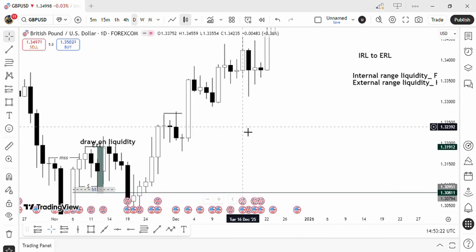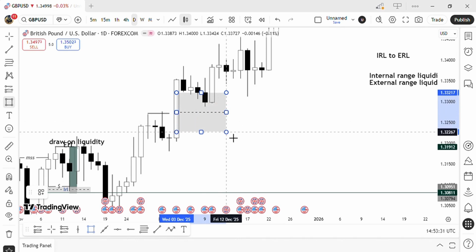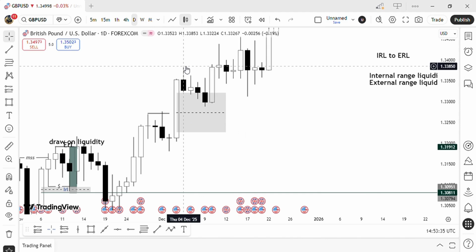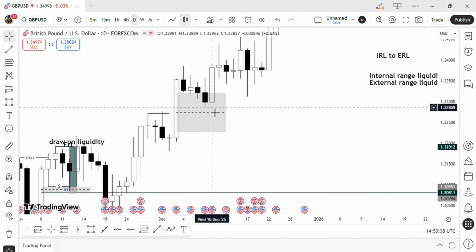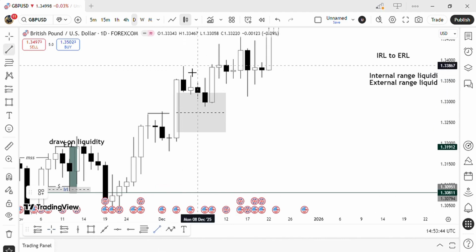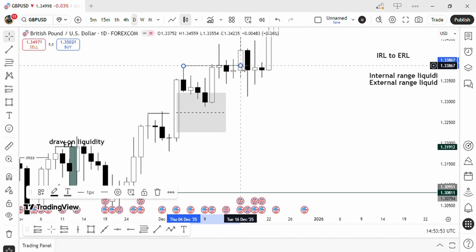And on this range, what do we have? We have our IRL. Okay, so from the IRL here, price came into the IRL, which is also known as your fair value gap, and then displaced with here as a possible draw on liquidity. All right, so let's go to a lower time frame and see how we could have caught the trade.